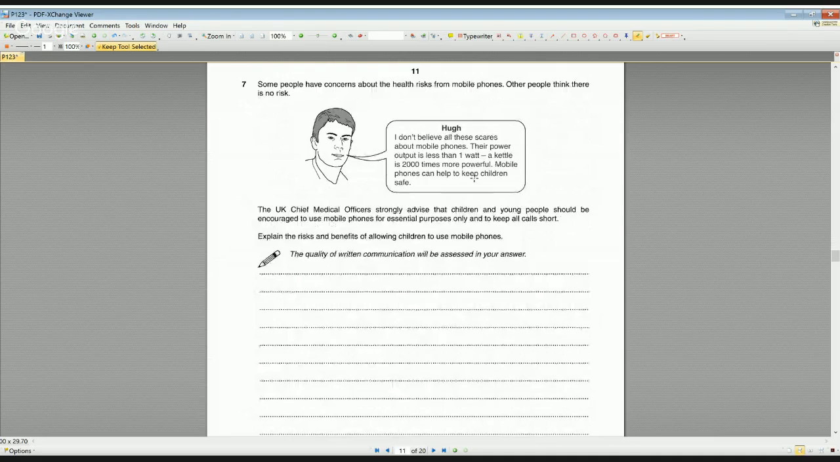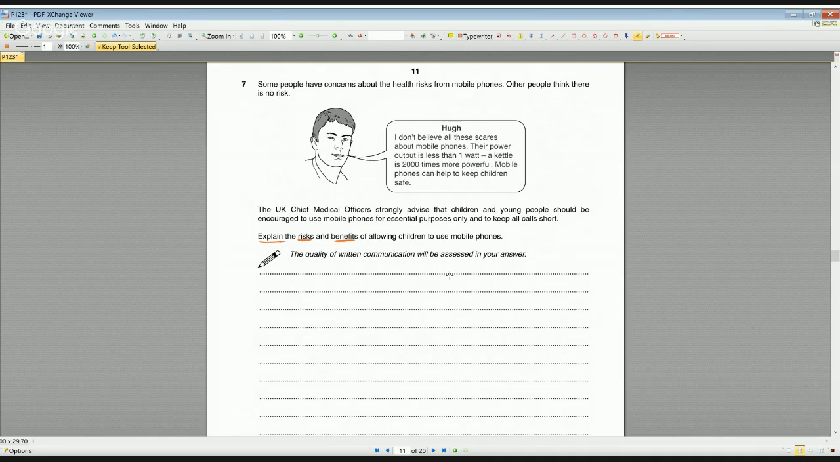And onto the 6-mark question for P2, which is about mobile phones. Don't believe all these scares about mobile phones. Their power output is less than 1 watt. A kettle is 2,000 times more powerful. Mobile phones can help to keep children safe. The UK Chief Medical Officer strongly advised that children and young people should be encouraged to use mobile phones for essential purposes only and to keep all calls short. Explain the risks and benefits of allowing children to use mobile phones.